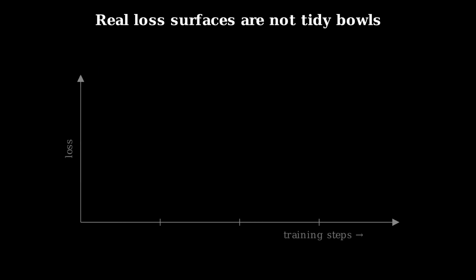But plot that same loss against training steps, and you see what actually matters. It drops fast, then flattens out. That curve, that's a model learning.